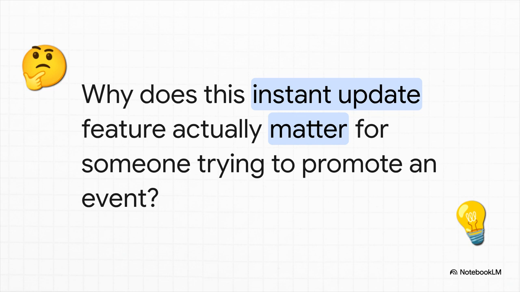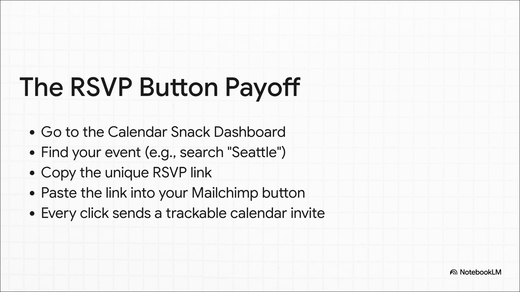Well, this is where it all comes together. So here's the crucial point, the big payoff. Because your event info is always live and perfectly up to date in the dashboard, you can instantly create marketing tools for it. You just go to the dashboard, you find your event, and you copy a special RSVP link. Then you paste that link into a button in your email campaign, say in MailChimp. And now every single person who clicks that button automatically gets a calendar invite. And get this, you can track every single RSVP.